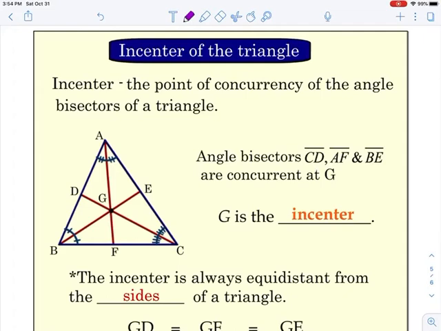Okay, you have another type of point of concurrency, and that's something called an incenter of the triangle. The hardest thing to do is going to be to keep the definition straight, but again, in the time of COVID, you can cheat and look it up. So that's the nice thing. So you won't even have to memorize which one is which.